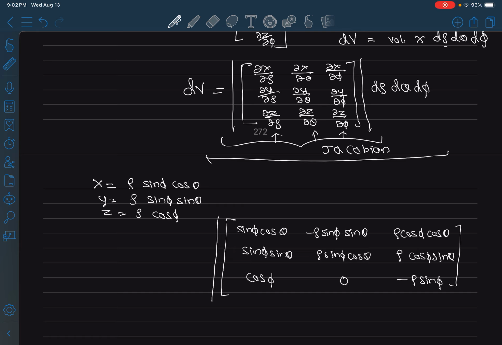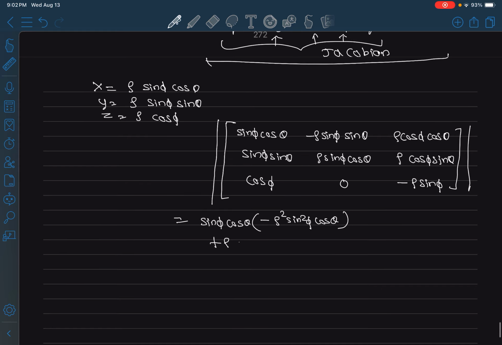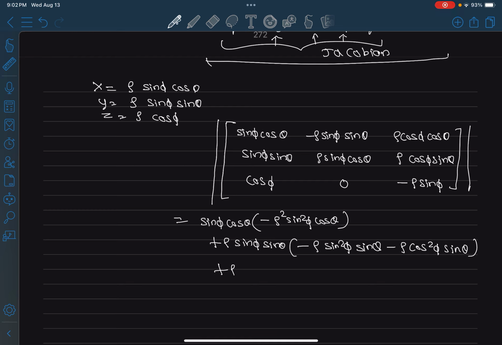The determinant won't be too bad actually. I think I've done this earlier too. Sine phi cos theta, and this is negative rho square sine square phi cos theta. Okay, and then plus rho sine phi sine theta times minus rho sine square phi sine theta, and then minus rho cos square phi sine theta, and then plus rho cos phi cos theta.